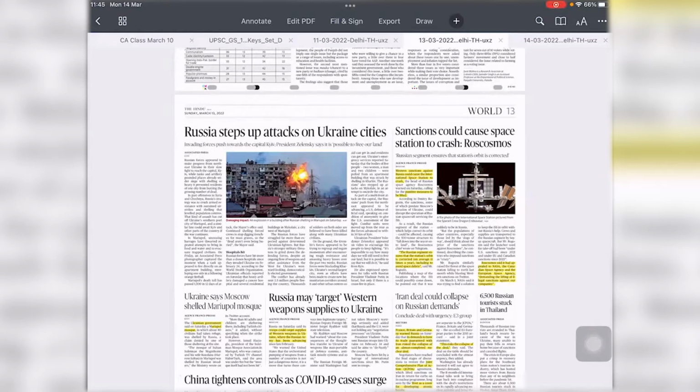Is it the apex body for security in the country? Which is the apex body for security in the country? What are the special provisions of NIA? Does it have extraterritorial jurisdiction? Does NIA have extraterritorial jurisdiction?